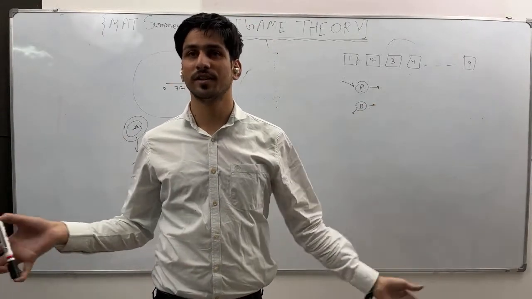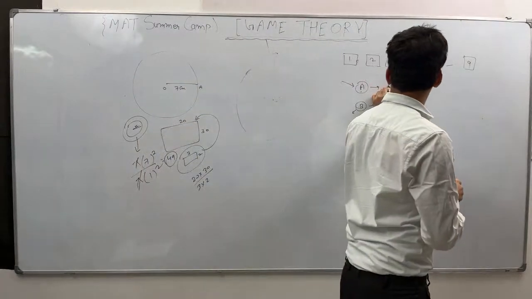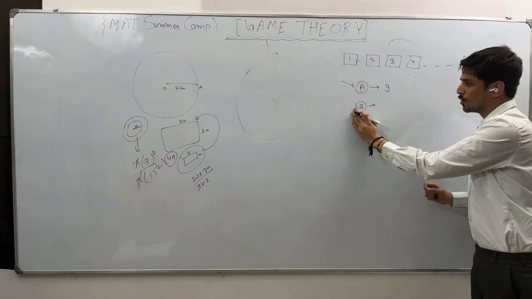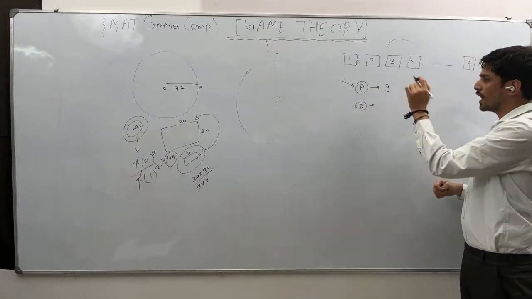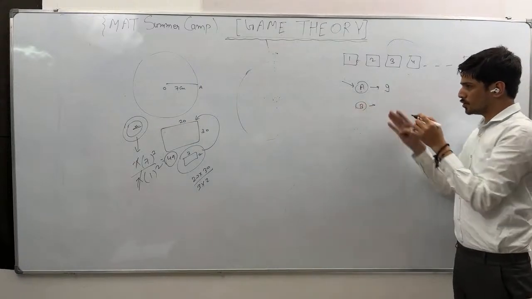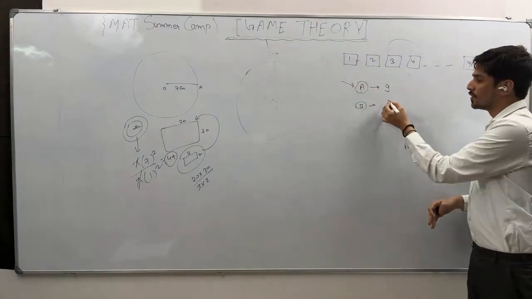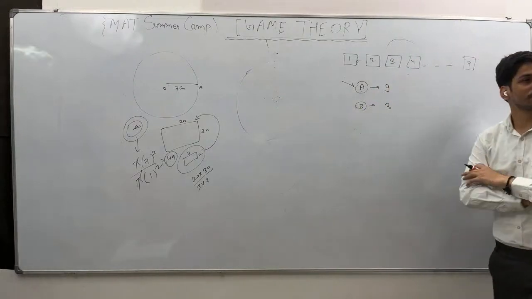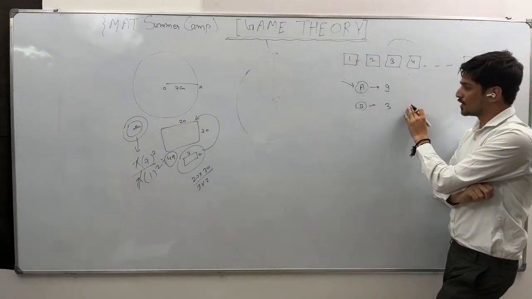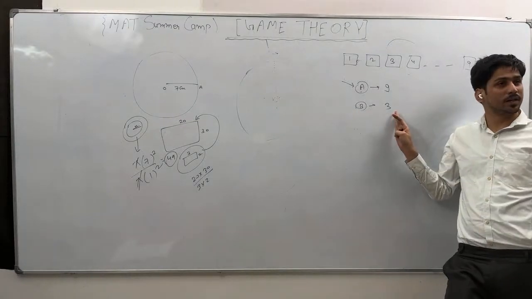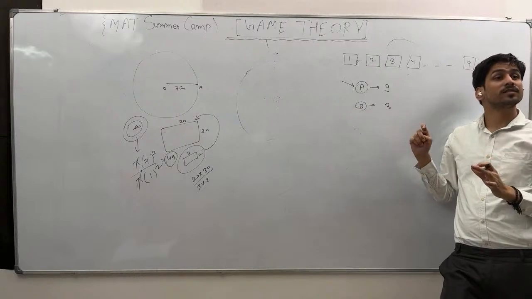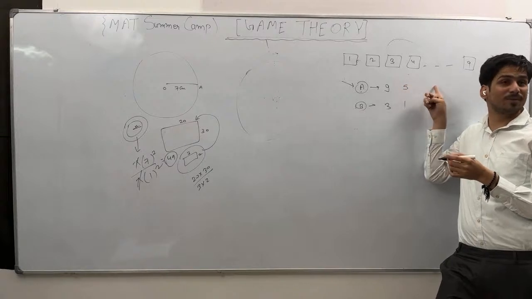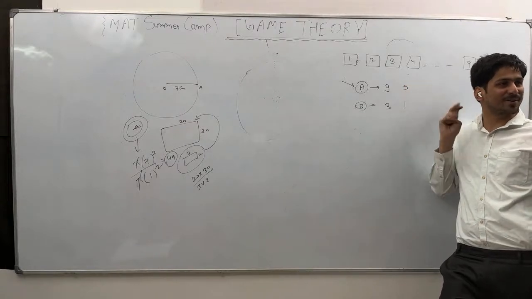Let's say first A takes 9. Let's say I am playing as B and you are A. You take 5, then I'll take 1, because I don't want 9 plus 5 to be 15. So I'll take 1. Now you can't take 1, right?